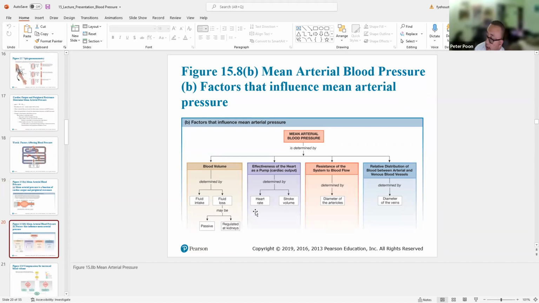Here are four things that change mean arterial pressure: blood volume, and cardiac output, which is determined by heart rate times stroke volume. You already learned that last chapter. The other two: resistance to blood flow in the system is determined by our arterioles, and the amount of fluid volume is determined by the diameter of veins. So these two things are controlled by the blood vessels.